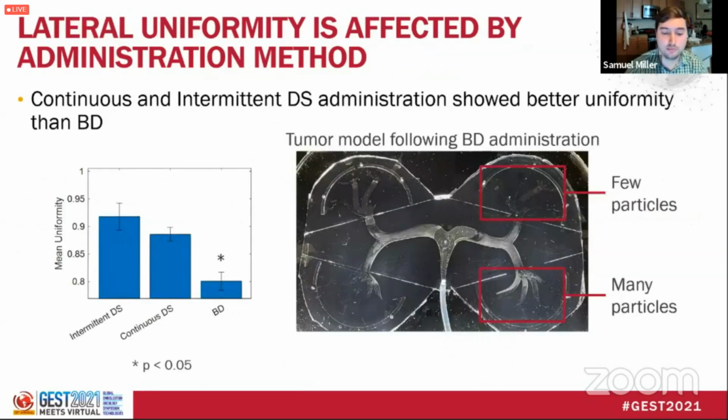In addition to the distal distribution, the lateral distribution was also affected. On average, we saw significantly higher uniformity in the total particle counts for both dual syringe cases. Here, 1 indicates complete uniformity, meaning that each of the 4 microvascular trees receives the same number of microspheres. The image on the right depicts a tumor model following a single bolus administration, showing visually the disparity between particle depositions for the microvascular trees. This type of observation may suggest that the dual syringe system can provide more even coverage of Y-90 in the tumor.